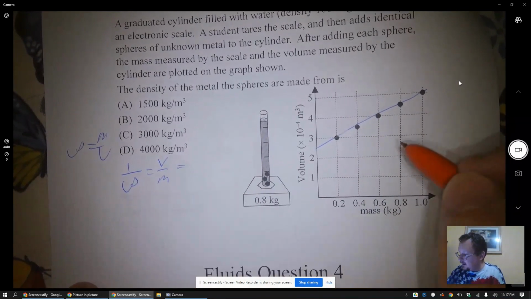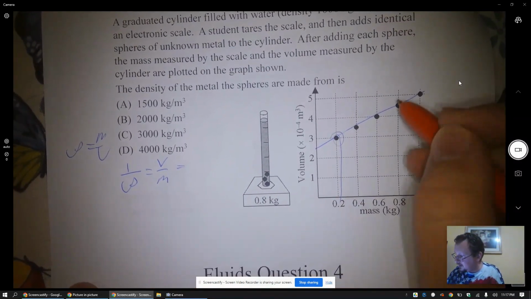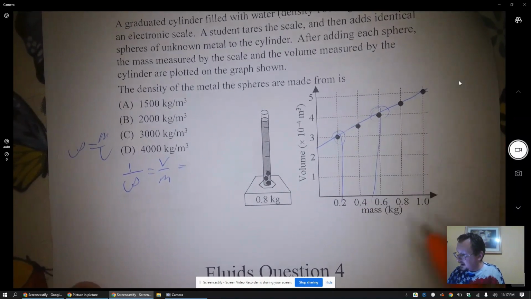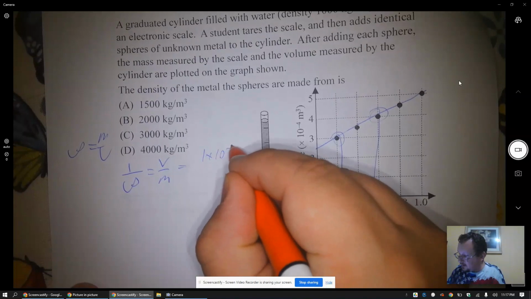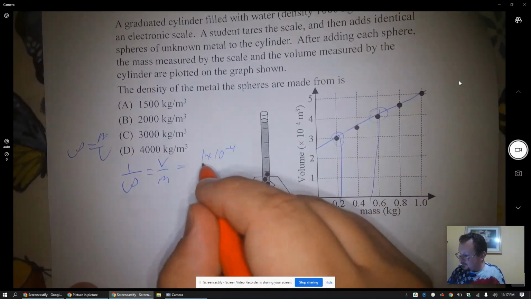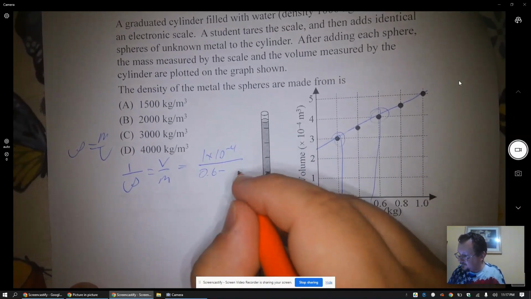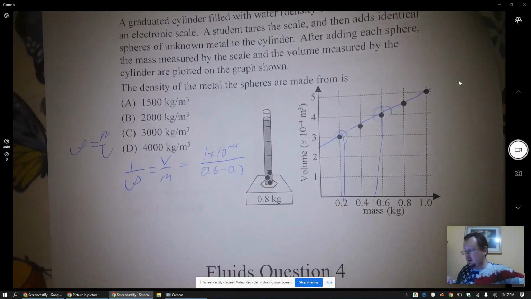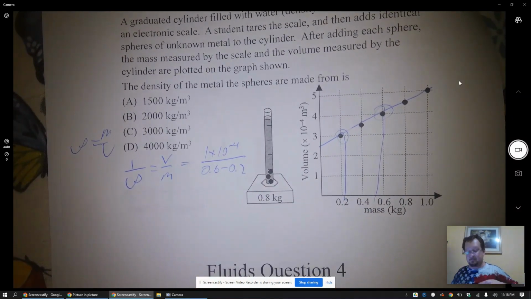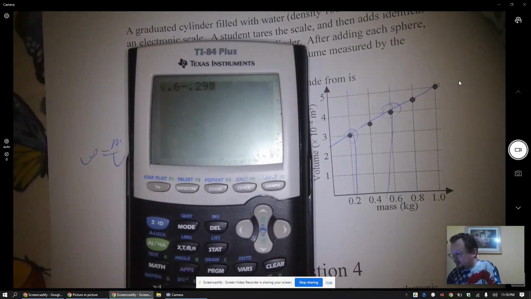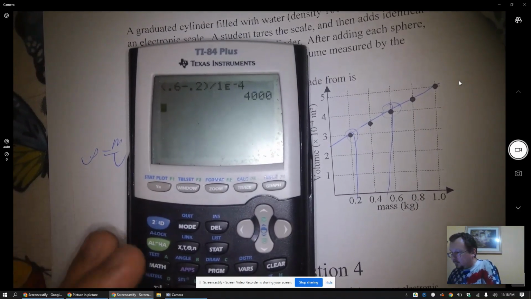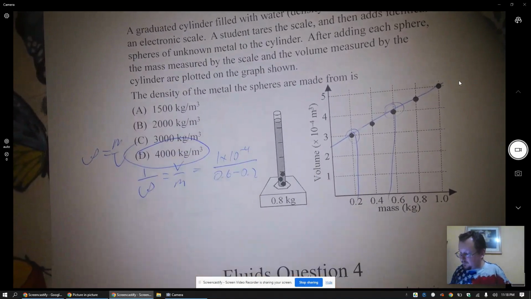So let's choose 2 data points, maybe here and here. So that's going to be 4 minus 3 is 1 times 10 to the negative 4, and then that's over 0.6 minus 0.2. Well, I feel like reciprocating that. So to get the density, I'm going to take the reciprocal of what that is: 0.6 minus 0.2 over 1e negative 4. That's a density of 4,000.